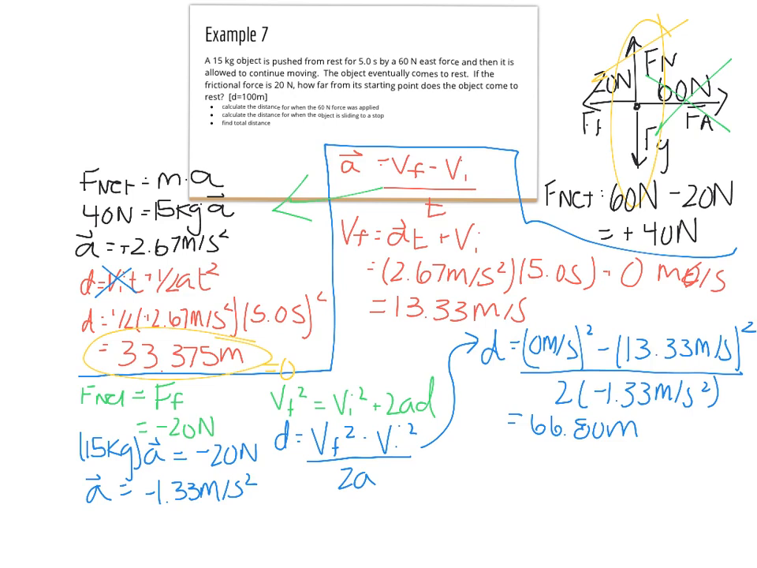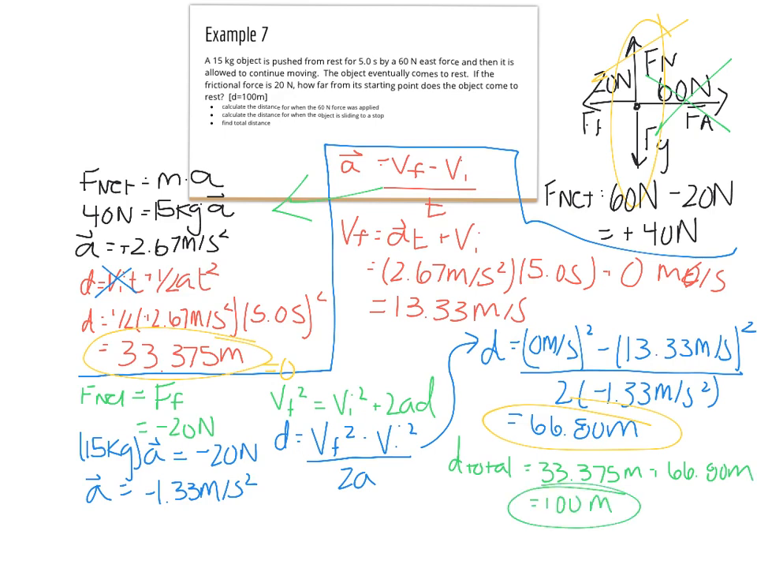So it traveled 33.375 while we were pushing it. It took another 66.80 to slow down from friction. So the total, D total, is 33.375 plus our 66.80, and we get 100 meters. Okay, it is the distance, how far from its starting point does the object come to rest? 100 meters. I guess you could say it would be 100 meters east of where it started if we really needed a direction, but we don't.